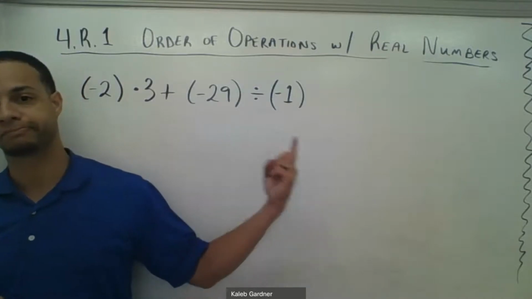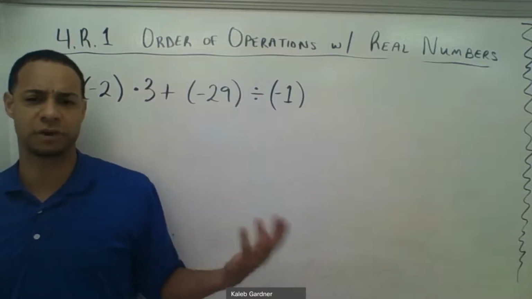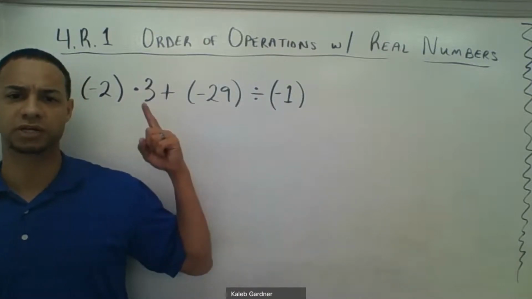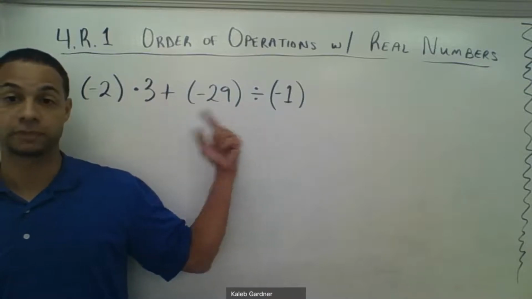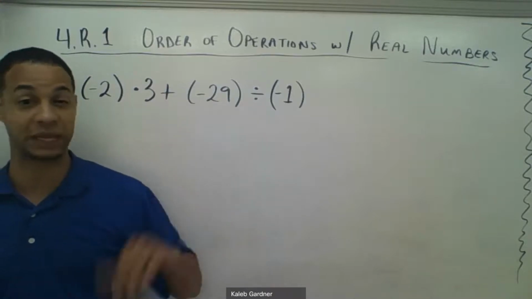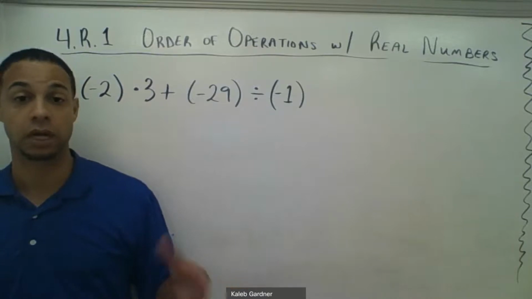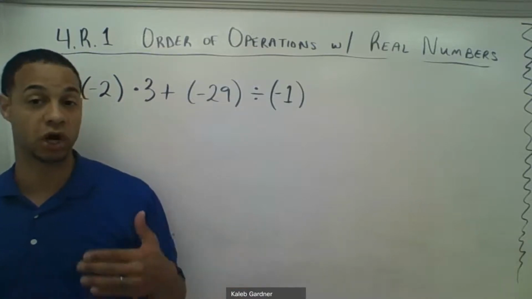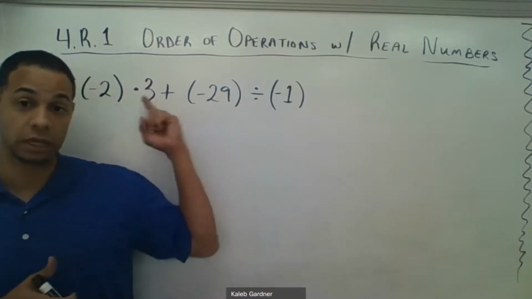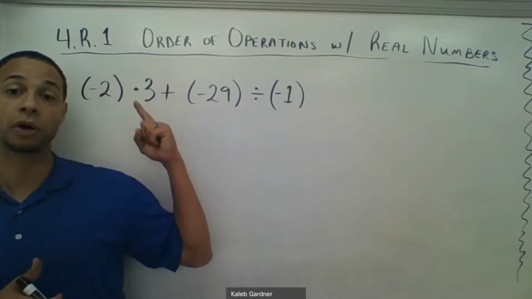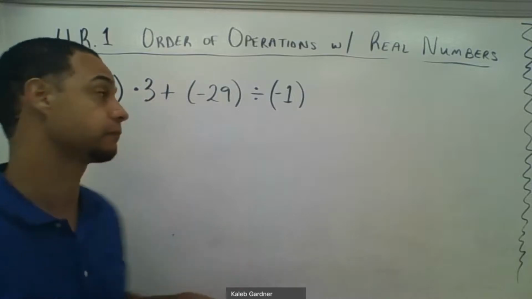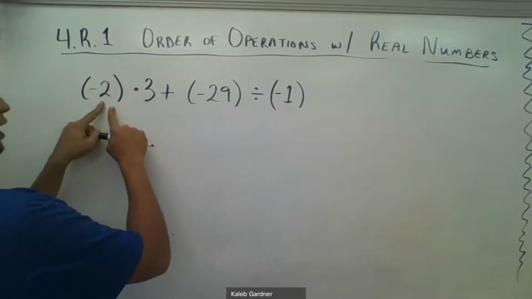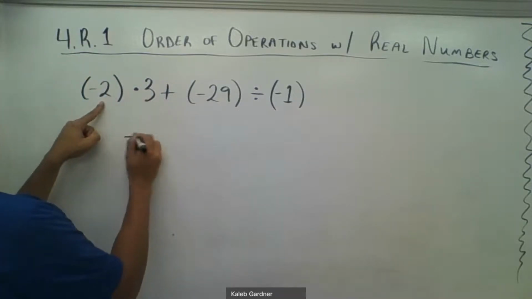Exponent, no exponent. So what mathematical steps do we have? We have multiplication, we have addition, and we have division. Remember, the addition is going to be last out of these 3. Multiplication and division occur as we see them left to right. This is further left, so we'll multiply first, then we'll divide. Let's multiply now. -2 times 3 is -6.